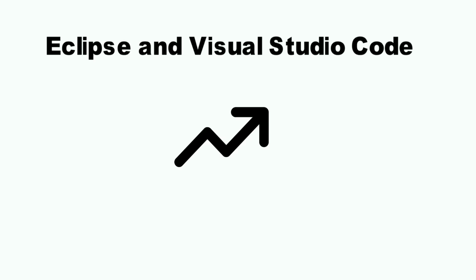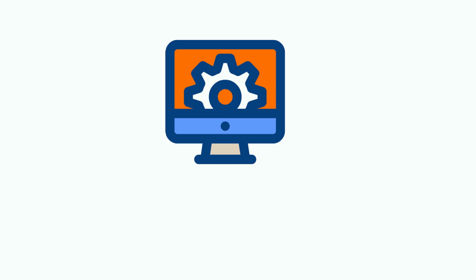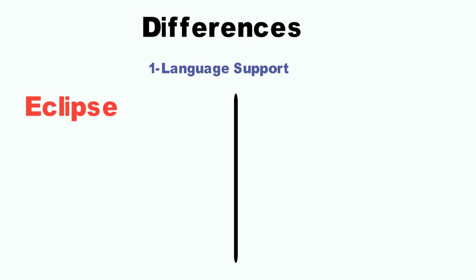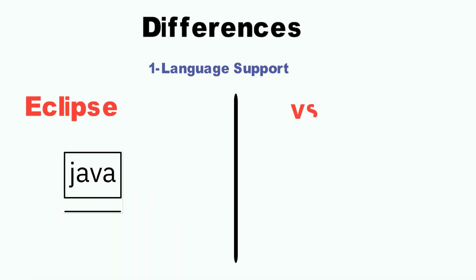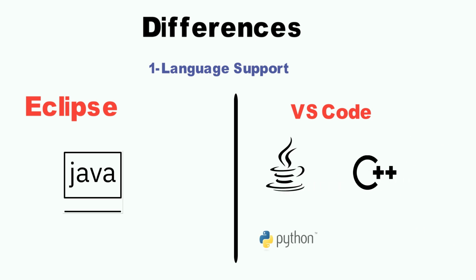Eclipse and Visual Studio Code are two popular integrated development environments, IDEs, used for software development. Here are differences between the two. Language support: Eclipse is primarily used for Java development, while Visual Studio Code supports a wide range of programming languages including Java, C++, Python, JavaScript, and more.